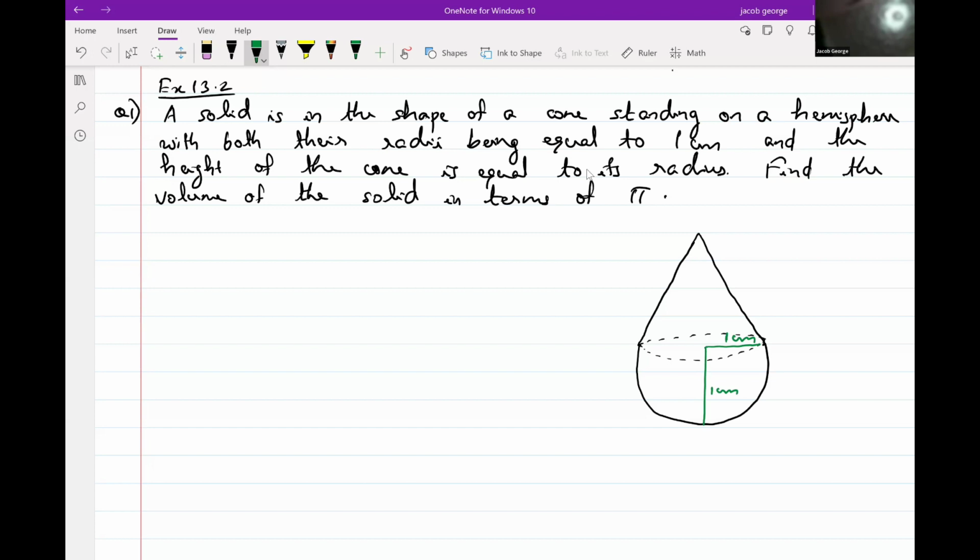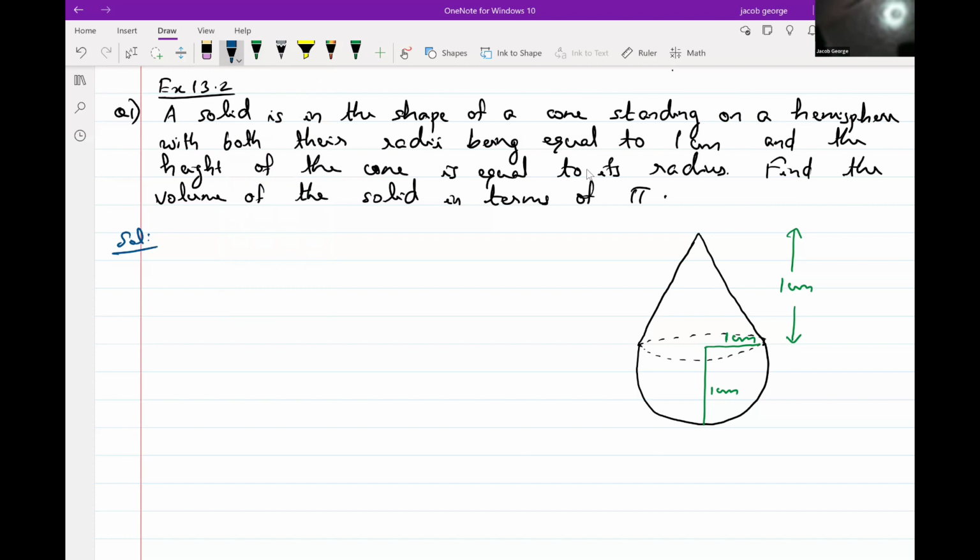And the height of the cone is equal to the radius. So what will be the height of the cone? The height of the cone is also 1 centimeter. We have to find the volume. Volumes are easy compared to area calculation. We have to add the volumes of the two solids, so it is volume of hemisphere plus volume of cone. Everybody knows the formula. Please write down the dimensions and then start. You have to write the answer in terms of pi.